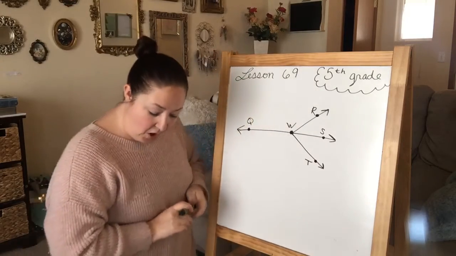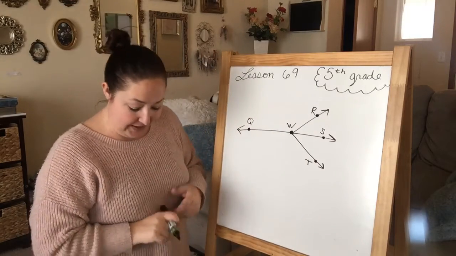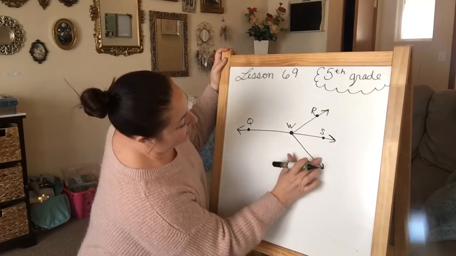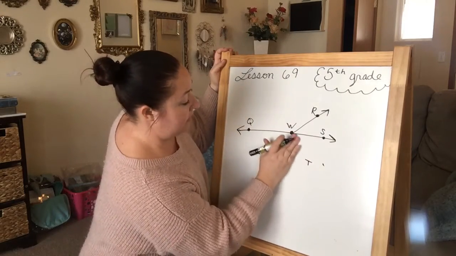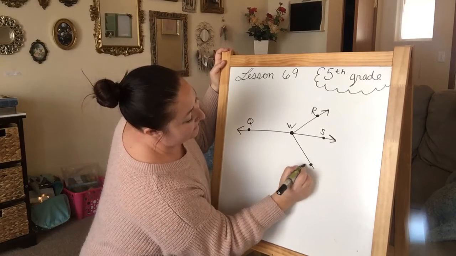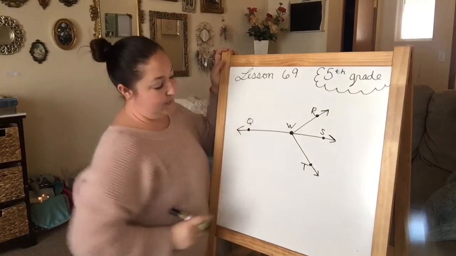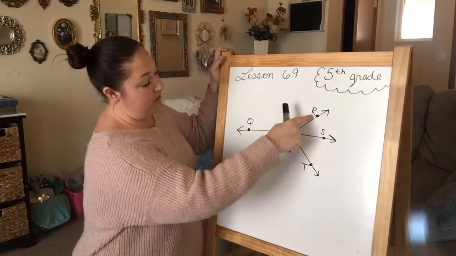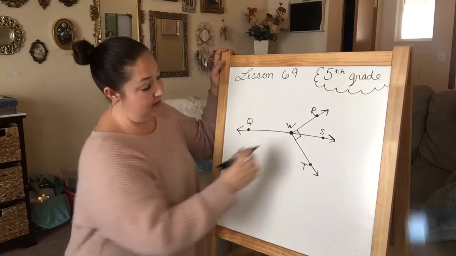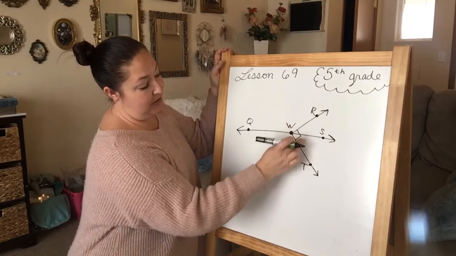Now what's this asking? In the figure to the right, RWT is a right angle. So we know that RWT is a right angle. Well, it doesn't look very right angle to me. I know, I'm a perfectionist. That looks better. So we know that RWT is 90 degrees. All of these angles right here are 90 degrees.